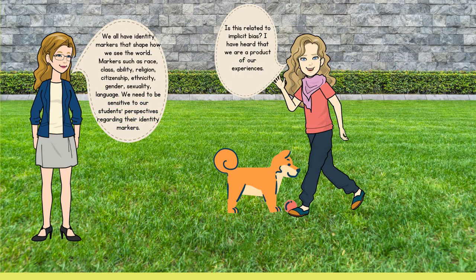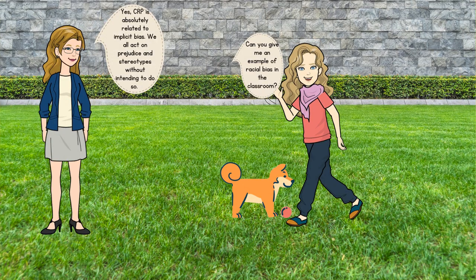We all have identity markers that shape how we see the world. Markers such as race, class, ability, religion, citizenship, ethnicity, gender, sexuality, language. We need to be sensitive to our students' perspectives regarding their identity markers. Is this related to implicit bias? I have heard that we are a product of our experiences. Yes, CRP is absolutely related to implicit bias. We all act on prejudice and stereotypes without intending to do so.